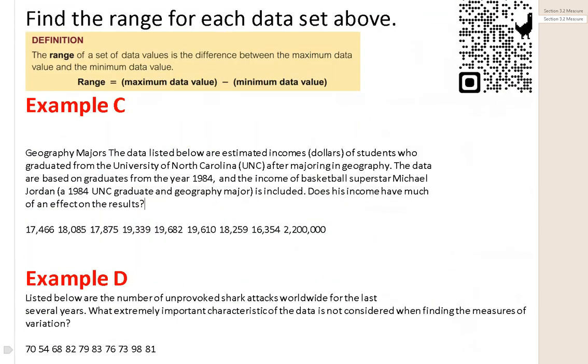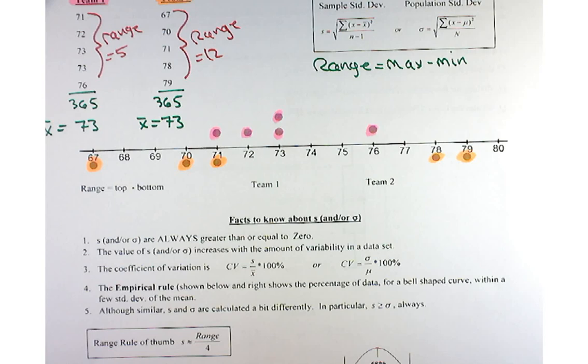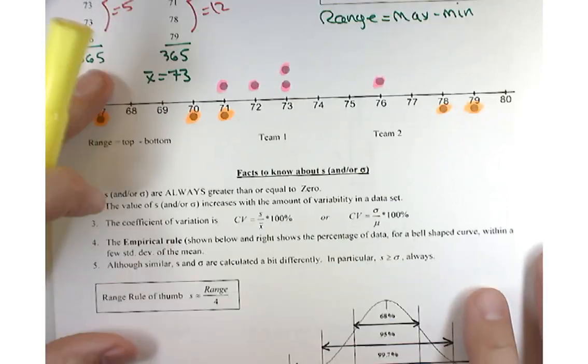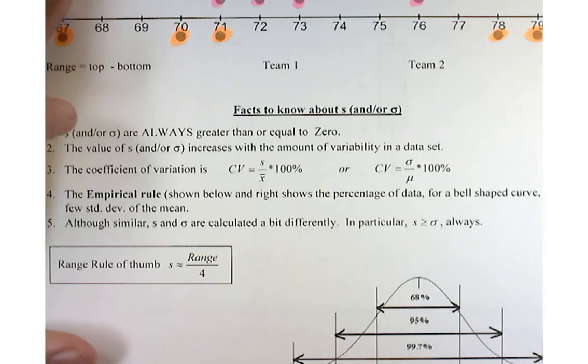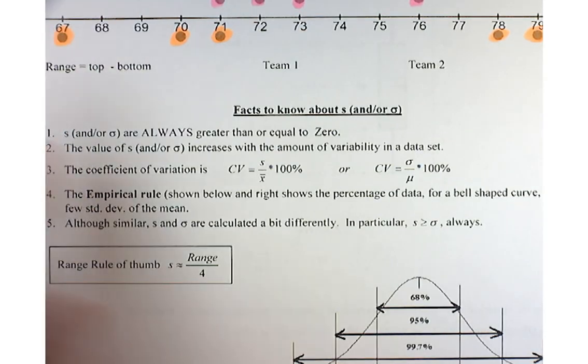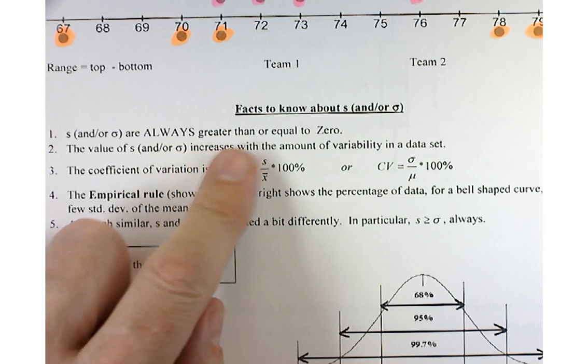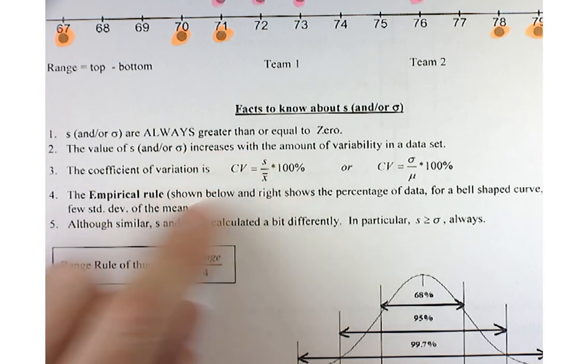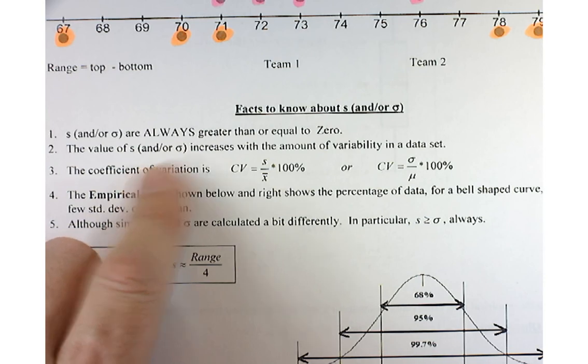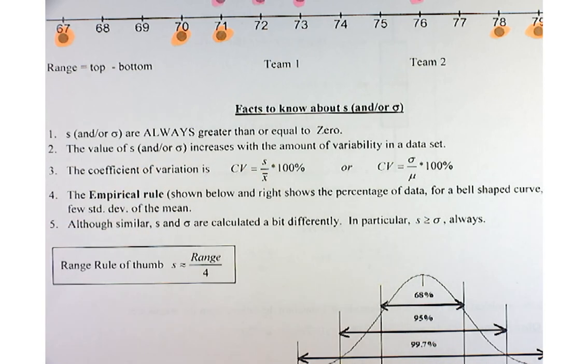There's a little bit more on your handout that I want to go through. So let me go back to that. Right here. Towards the bottom, you see some of the things that you should definitely know about your standard deviation. We've gone through a few of these. It's always greater than or equal to 0. The larger the values, the greater the amount of variability.